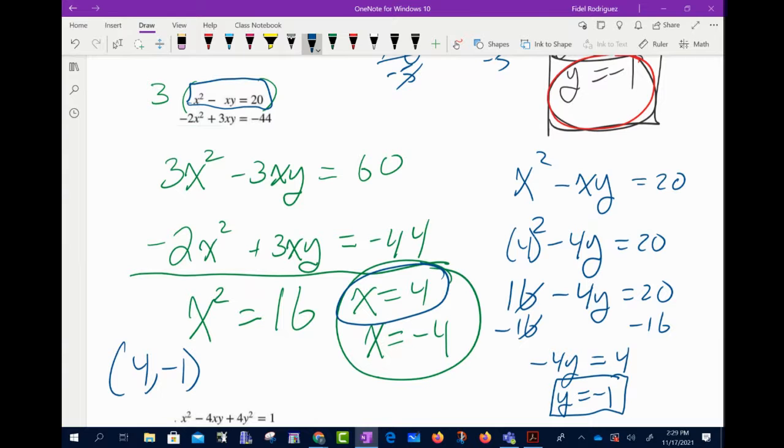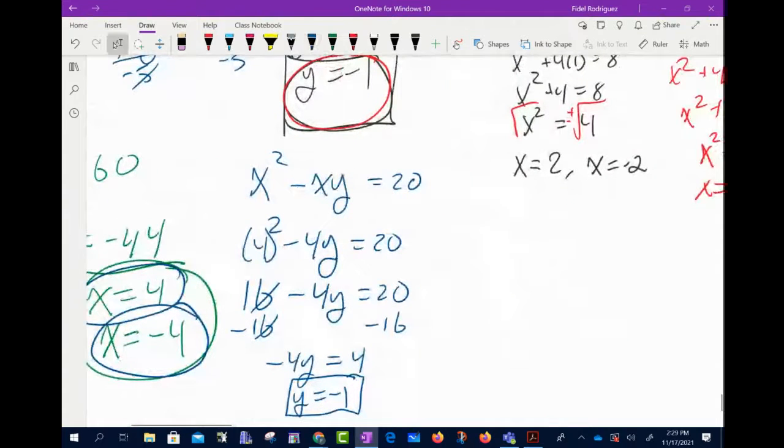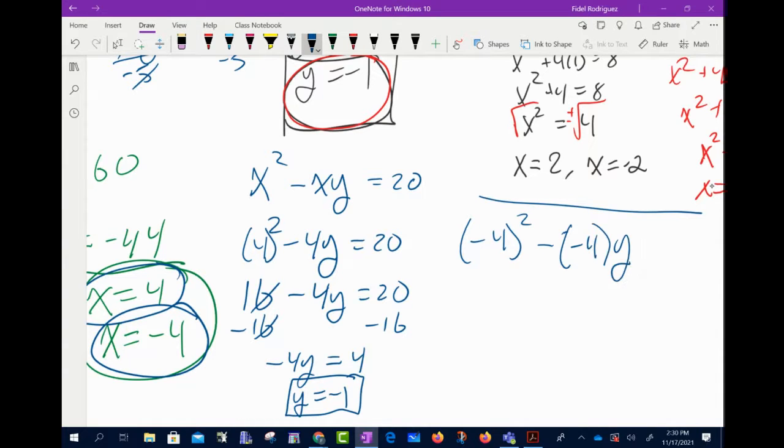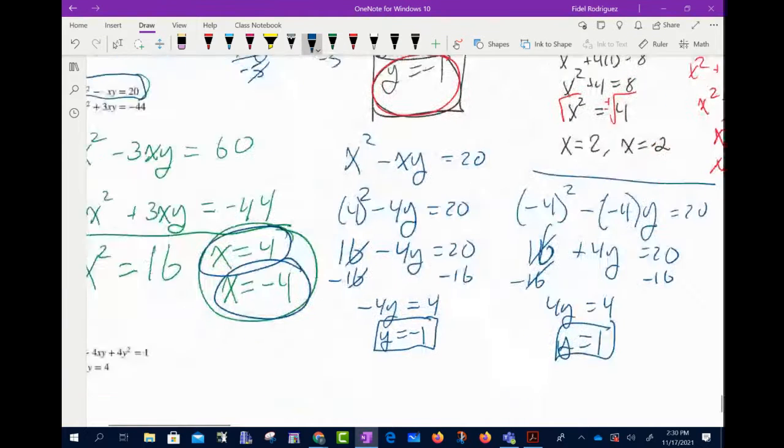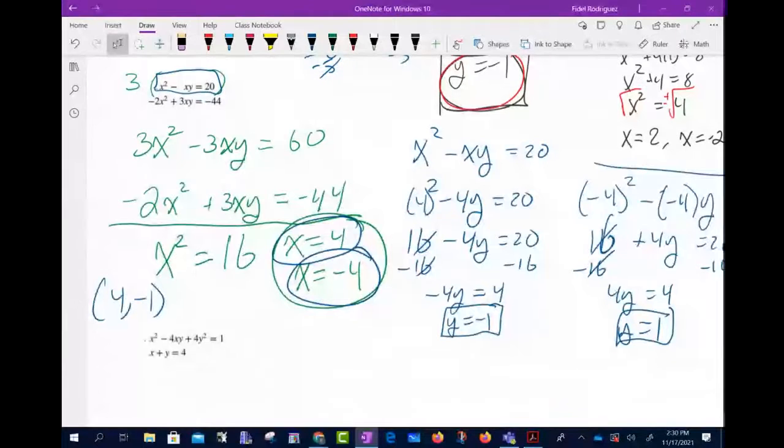We're going to do exactly the same thing, except now we're going to plug in what number? Negative 4. Let's see, is anything going to change, or is it going to stay the same? Negative 4 squared minus a negative 4 with a y equals 20. That's 16. Isn't this plus 4y now? Equals 20. So when we subtract 16 on both sides, now we have 4y equals 4. So isn't y equal to 1 from here? And so our other answer is negative 4 and positive 1.